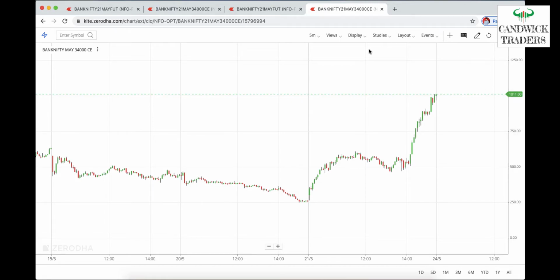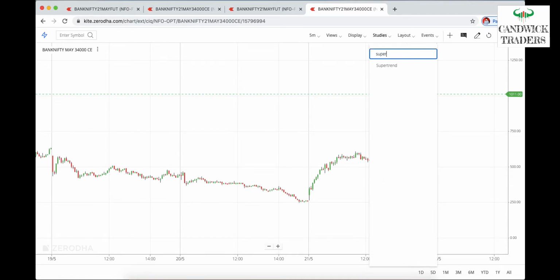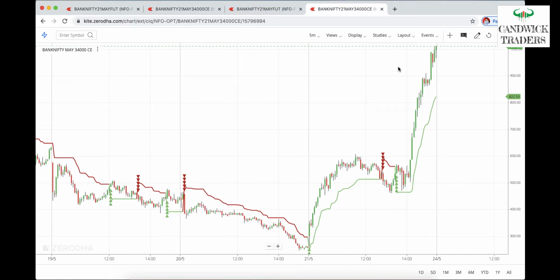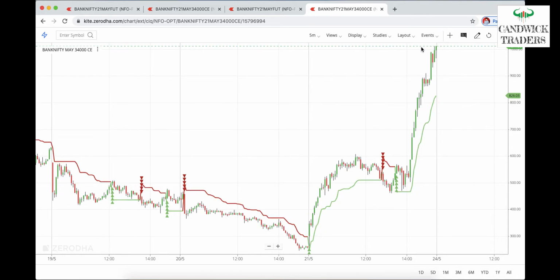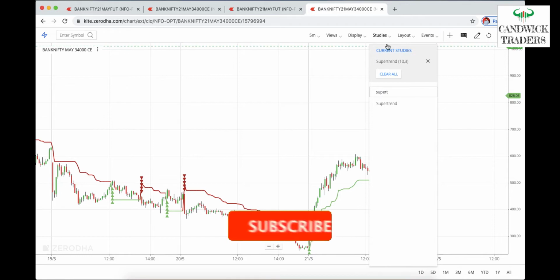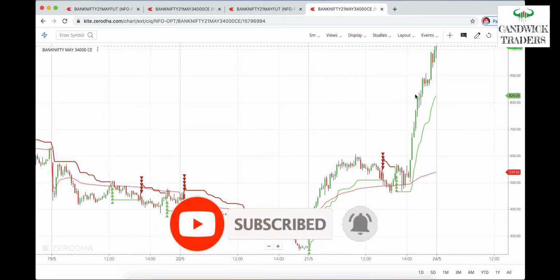So here I am plotting the indicators. First indicator is Super Trend, and the values must be 10 and 3. Make a note or take a screenshot also. And then my favorite, VWAP.